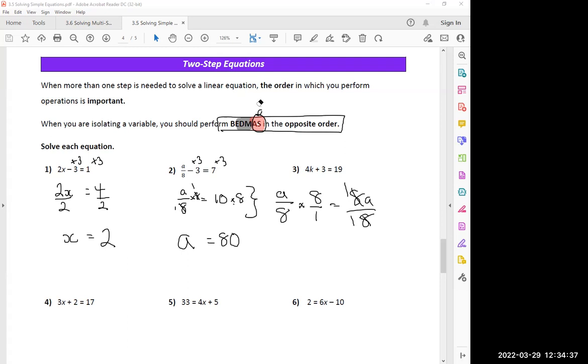I'm going to do one more before I show people how my brain works. And if you like it, take it. If not, pretend I never talked. Okay, last one. 4k, so 4 times k plus 3. Which one do you do first? Stephanie, you with me? Which one do you do first?